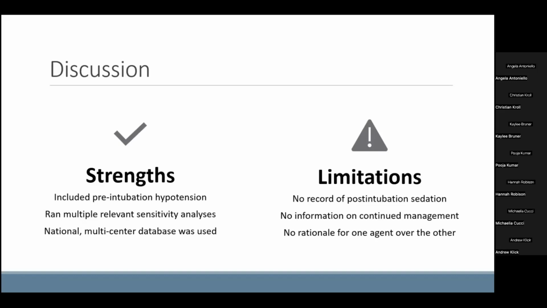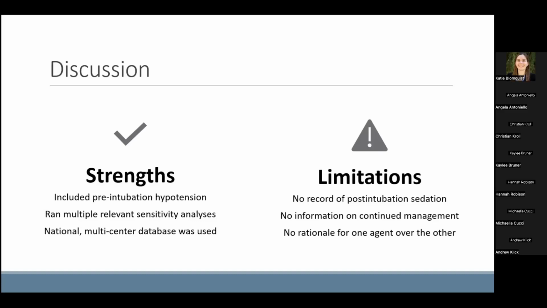They ran multiple relevant sensitivity analyses, including exclusively the patients that were in shock before, exclusively the patients that were hypotensive before, and they found no difference based on the dose in any of those sensitivity analyses. It was a national multi-center database, and in this database, providers are putting in their experiences with this. This also leads to better generalizability because these are actual patients in the field or facilities that are getting this done. And the national piece of it really does add to the generalizability.